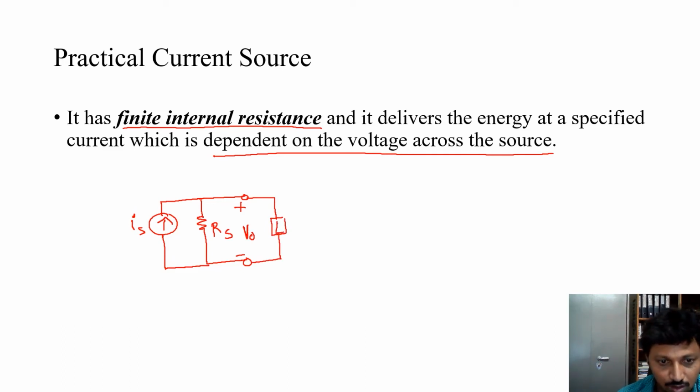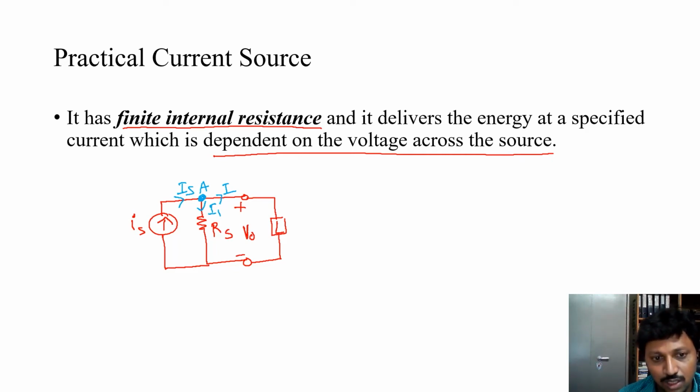This one is the load. What happened: you see that current Is comes to this point, and it will divide into two parts. This one is I1, this one is I. So this is a parallel circuit. When this current comes at this point, it is divided into two parts. I1 is flowing through this Rs, and I is going through this terminal node.